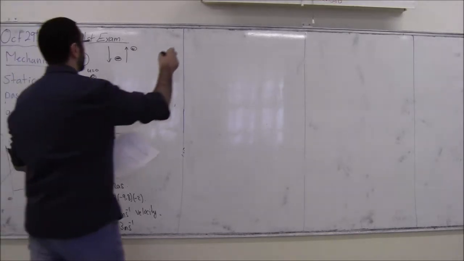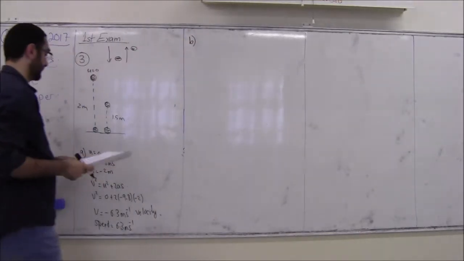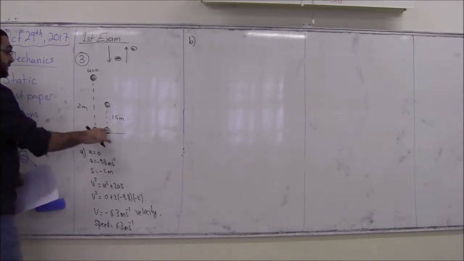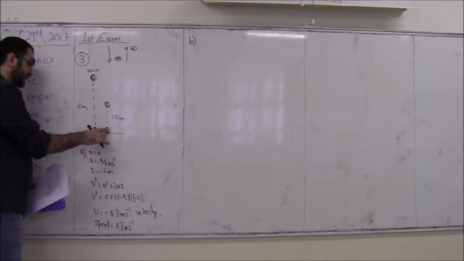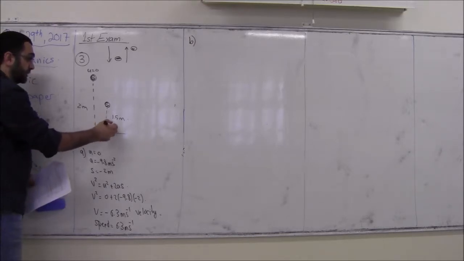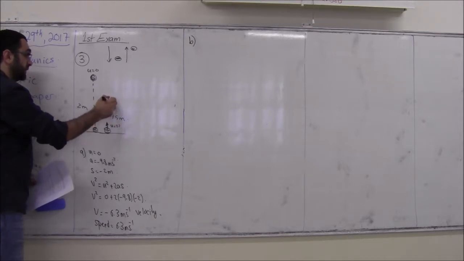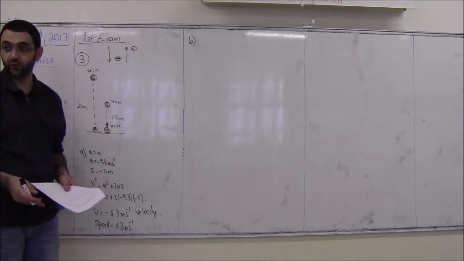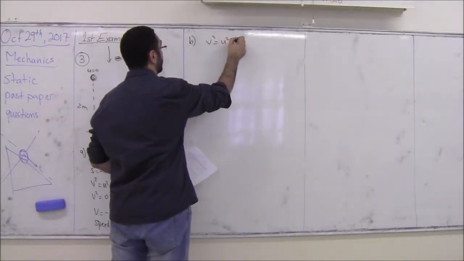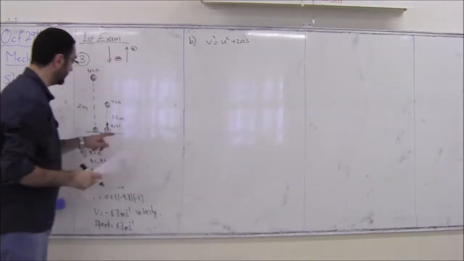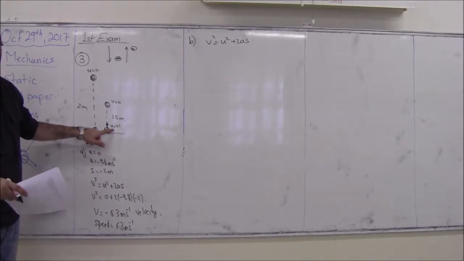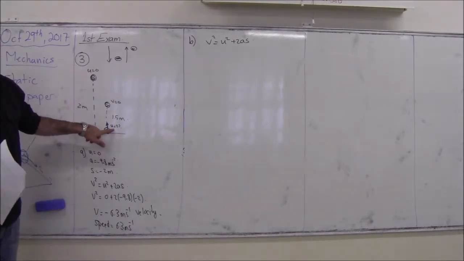B, pay attention, girls. It's an important question. Find the speed of the ball at the instant after it rebounds. We need the speed after it rebounds, so we need U. At maximum height, V equals 0. So I will use the same equation, V squared equals U squared plus 2AS.